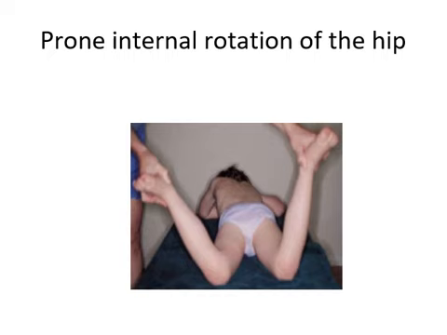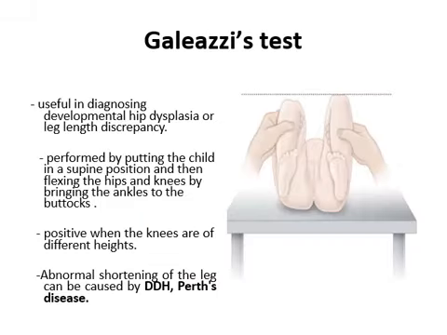Examining the patient in prone position can give us an idea about the rotational alignment of the lower limb, and this can be one of the clues for internal tibial torsion and increased femoral anteversion. The Galeazzi test is a method where both kneecaps are looked at from the front and the side to check if they are at the same level, and this can check for leg length discrepancy as well.